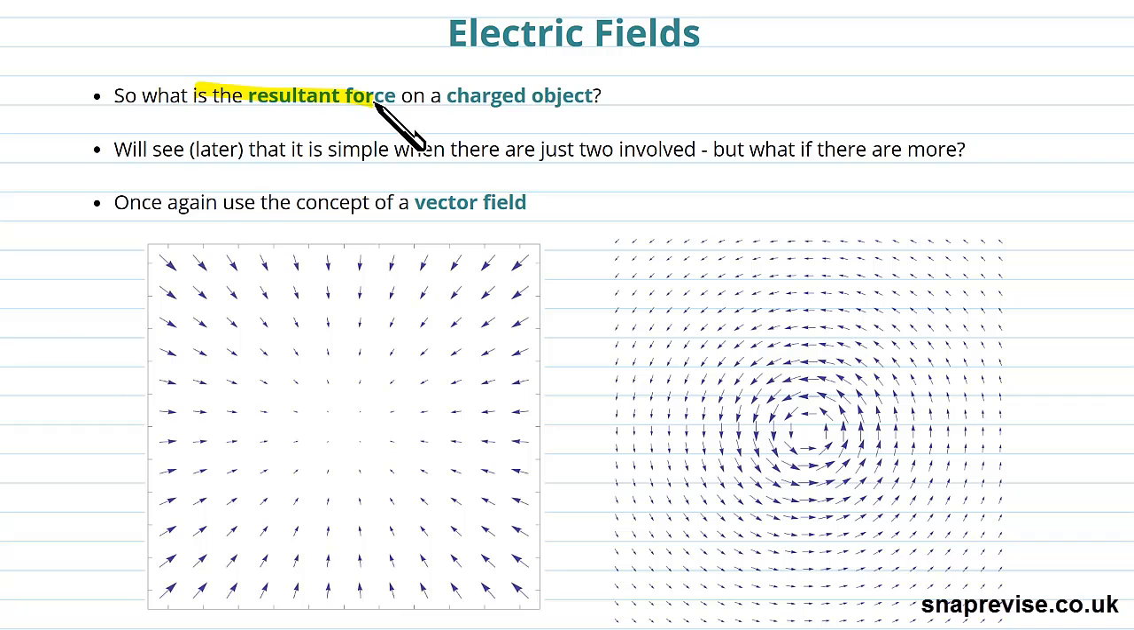So what is this resultant force on a charged object? We're going to see later, it's very simple when there are just two involved. Just as we saw for two gravitational masses, it's easy to work out the force of attraction between them. We can do the same kind of thing with charged particles. But what if we've got more charged particles? Or what if we're not entirely sure what we're dealing with, and we haven't got two charged particles, but maybe a charged surface and a charged particle, something like that? Maybe there's a better way to think about it rather than just thinking of the forces between two objects.